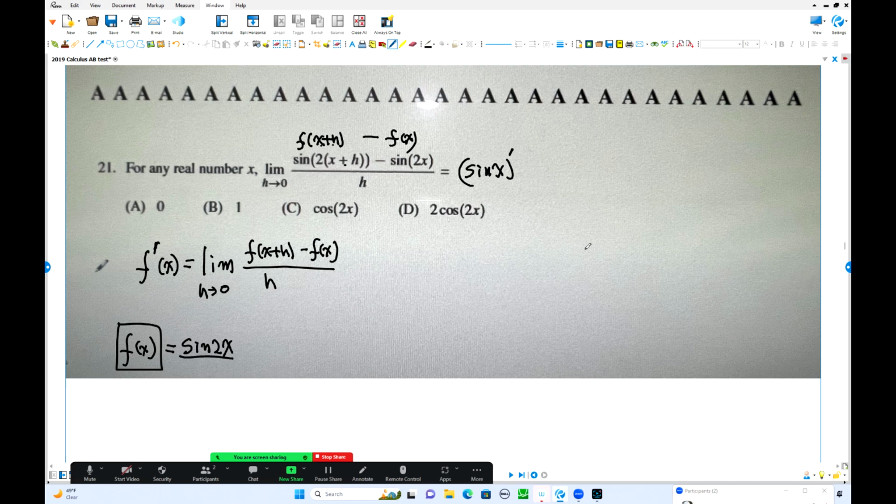What is the derivative of sine x? Cosine x. I'm sorry, sine 2x, right? Sine 2x, I forgot. Prime. Okay, this is exactly f prime x. F prime x is sine 2x prime. The derivative of sine is cosine 2x, but we have to multiply by the chain rule, right? Times 2 there. Okay? So 2 cosine 2x is the answer, okay?